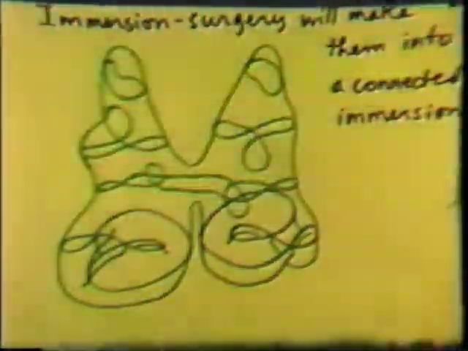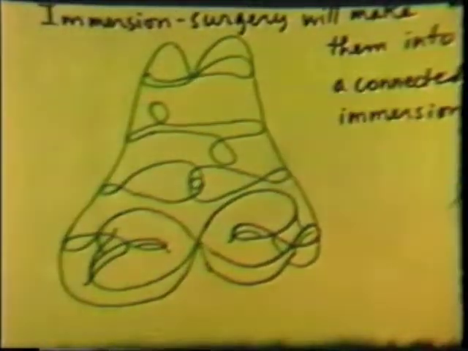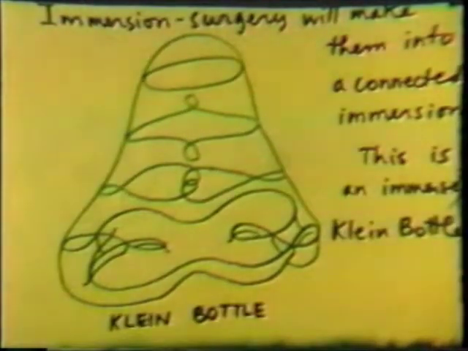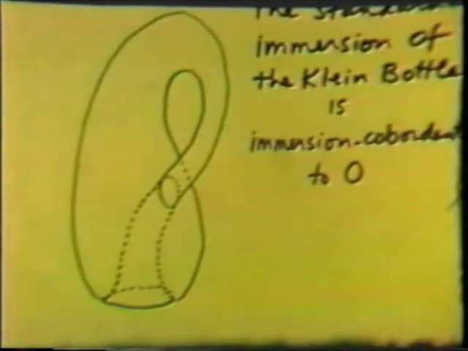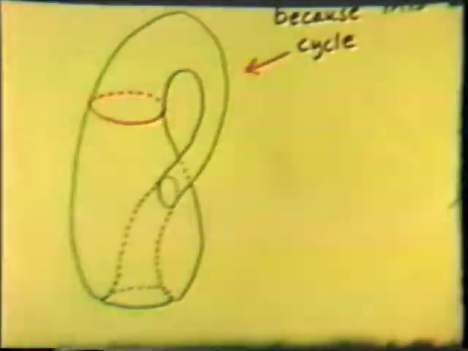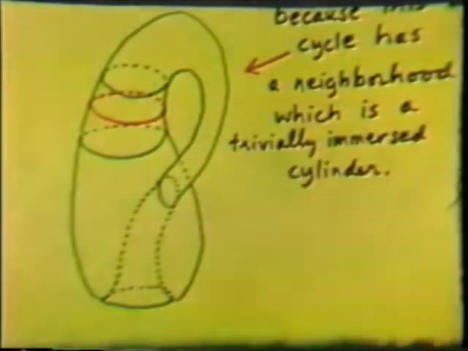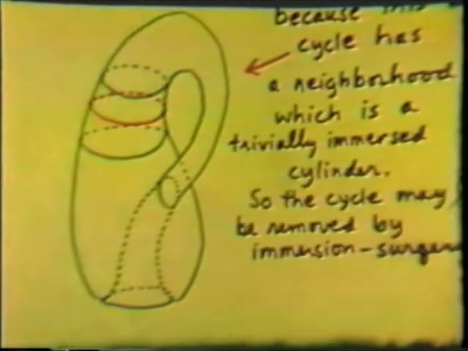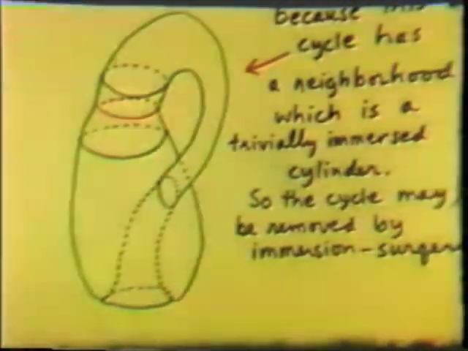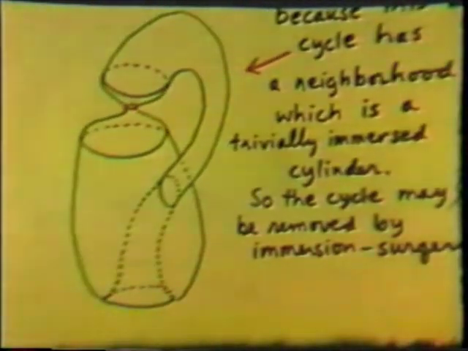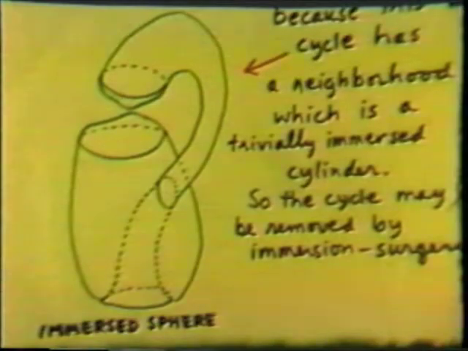This is now an immersed Klein bottle. The standard immersion of the Klein bottle is immersion cobordant to 0 because this cycle has a neighborhood which is a trivially immersed cylinder. So the cycle may be removed by immersion surgery. The cycle now disappears. What we have is an immersed sphere.